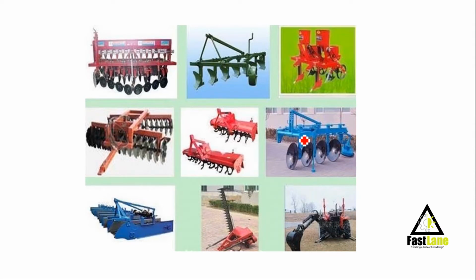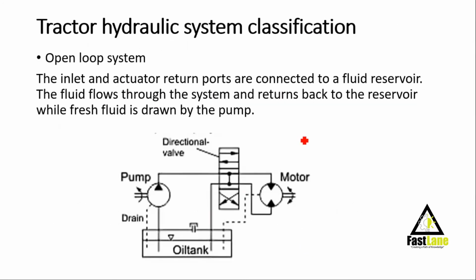The tractor hydraulic system is classified into two: the open loop system and the closed loop system. With the open loop system, the inlet and actuator ports come from the reservoir, which is the oil tank. In this case, when you look at this point, this is the inlet. This is where the pump draws the hydraulic fluid from to circulate it in the system.